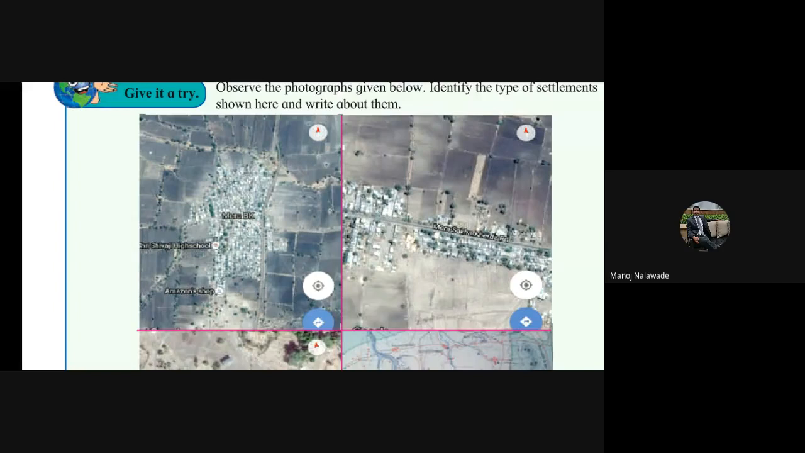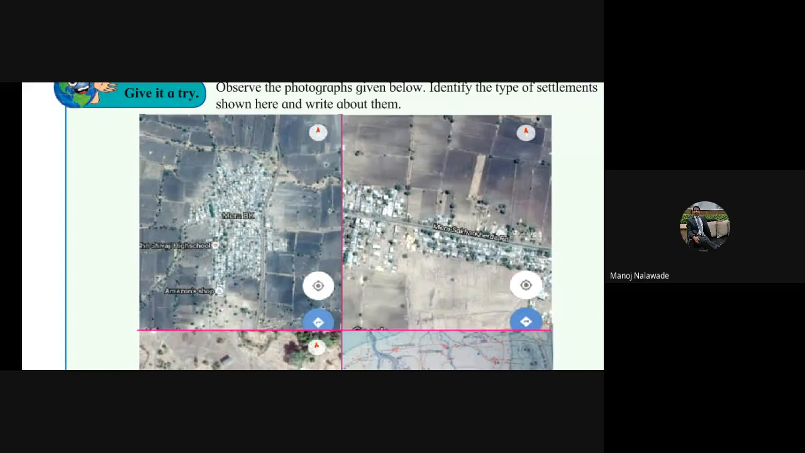Amazon shop, Shivaji High School. You can see. Can anybody tell me which type of settlement is it? Nucleated. Yes, absolutely. It is nucleated one.